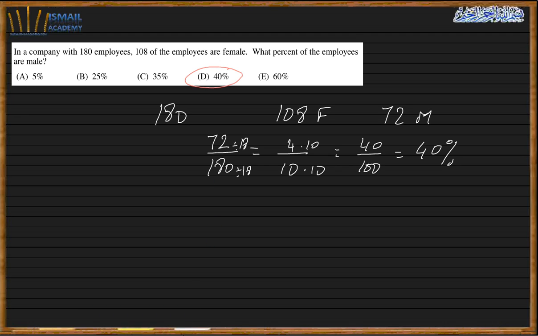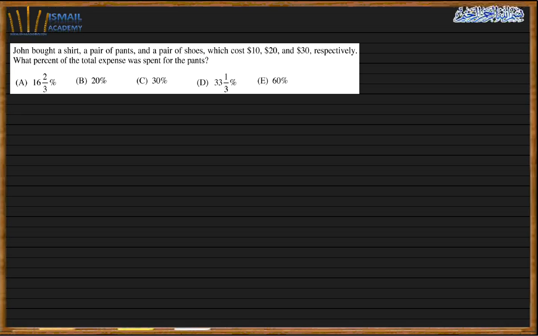All right, next question. So John bought a shirt, a pair of pants, and a pair of shoes. The shirt costs $10, the pants $20, and the shoes $30, respectively. So what percent of the total expense was spent on the pants?